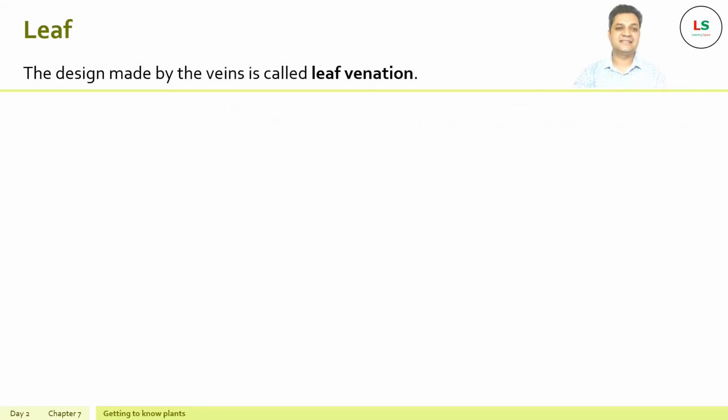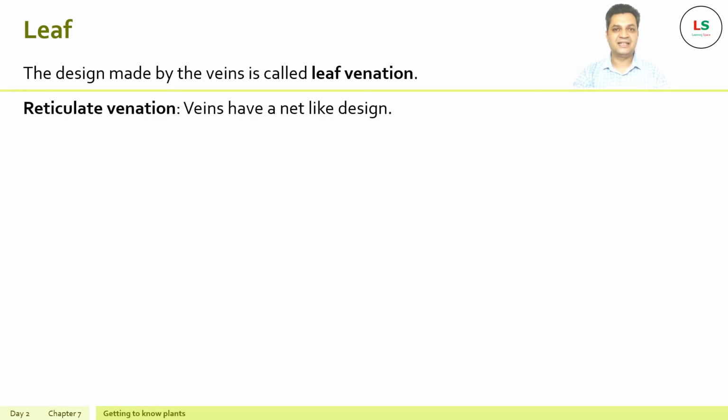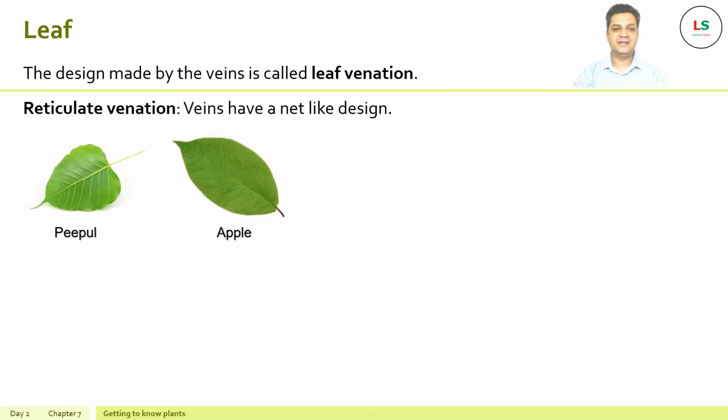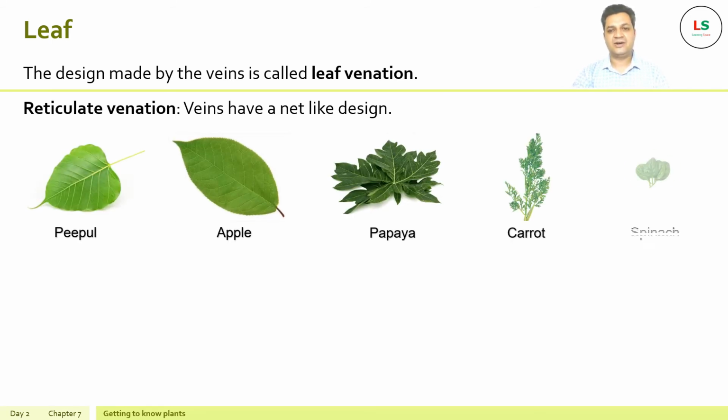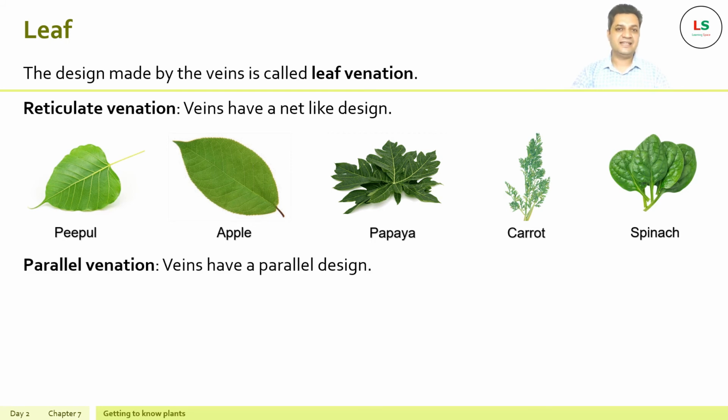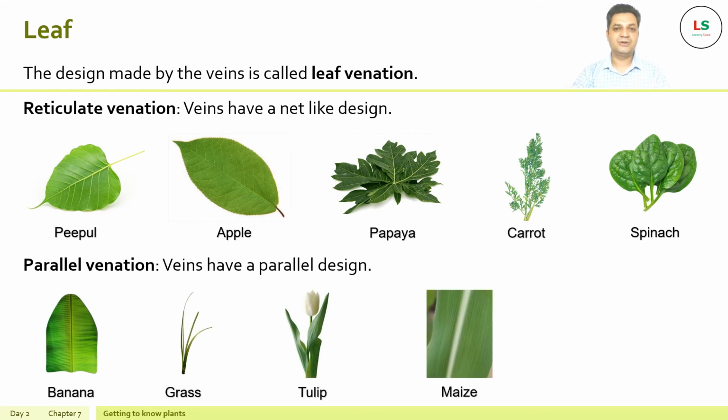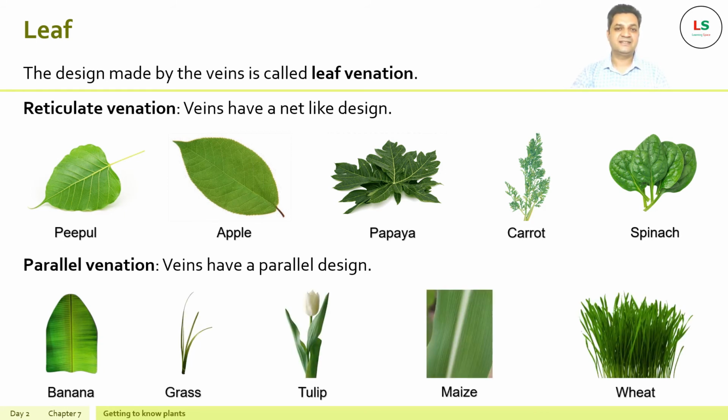Now that we know that the design made by the veins is called leaf venation, it has two types. The first one is reticulate venation, wherein the veins have a net-like design. So the examples are peepal, apple, papaya, carrot and spinach. The second one is parallel venation, wherein veins have a parallel design like banana, grass, tulip, maize and wheat.